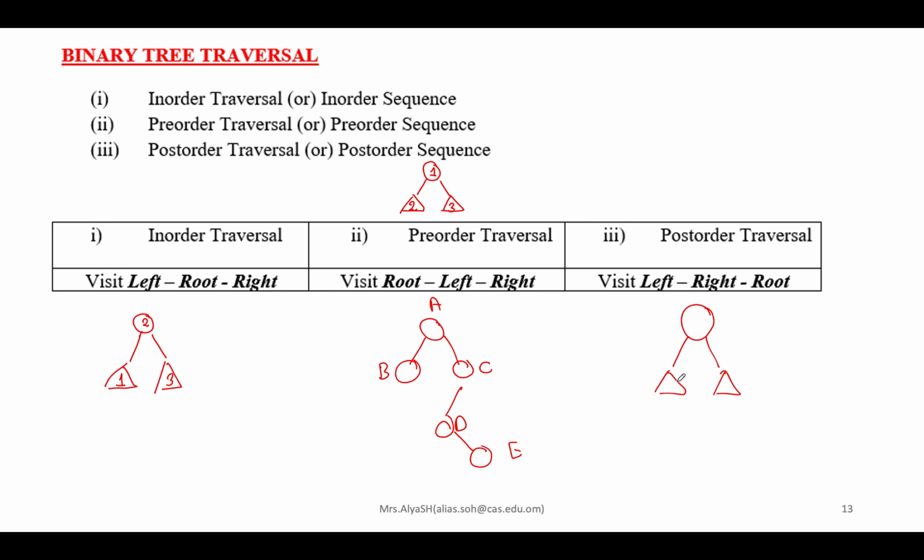So we first visit left, then right, then root. Okay, so it's really important to know the order. In order: left, root, right. Pre-order: root, left, right. Post order: left, right, and root. And I will show you a technique to do the traversal. See this example here.